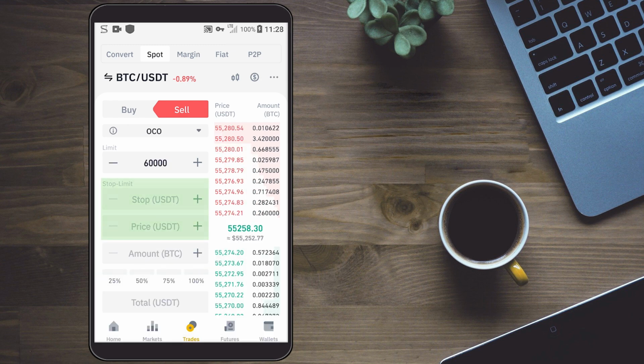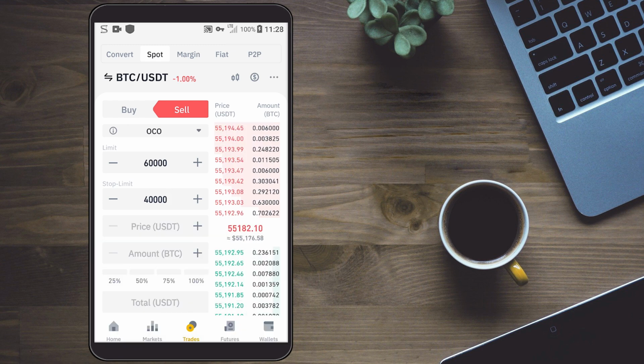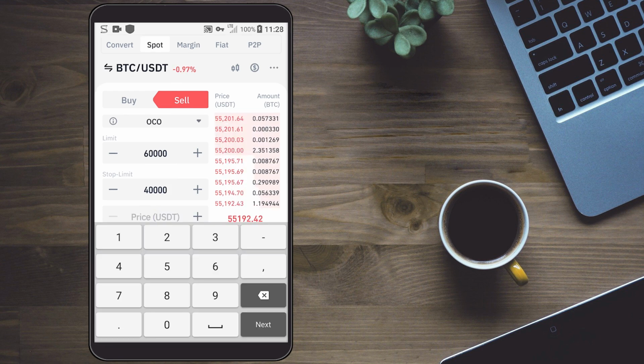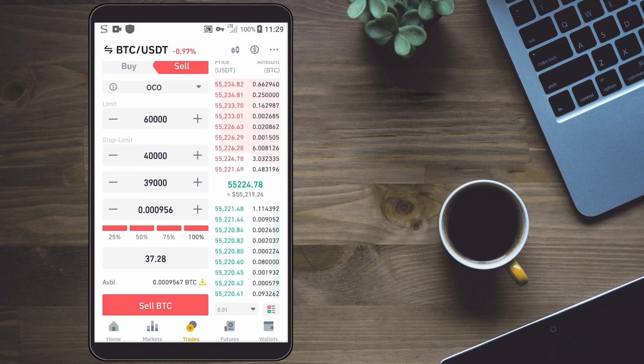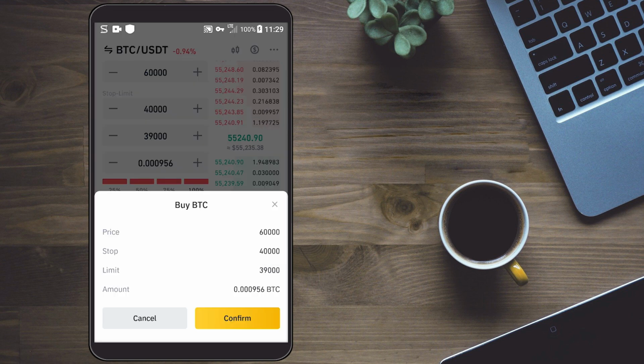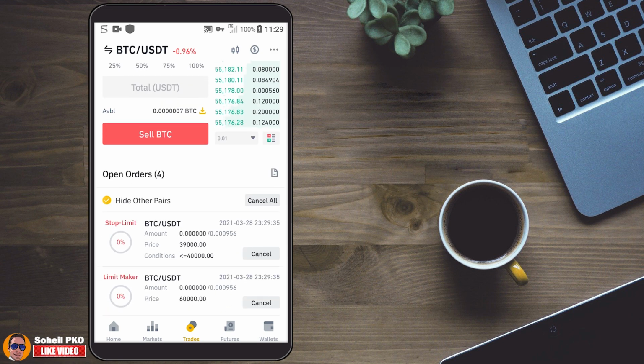And in this part, you set the stop limit order, and it's actually your stop loss order. Consider I want to set my stop loss order at 40,000. So here I set the stop price at 40,000. And here the limit price a little lower than 40,000, for example, 39,000. And the amount to 100%, for example. I want to sell all of my available Bitcoin. I touch sell BTC, touch on confirm, and success. And here it is in open orders.